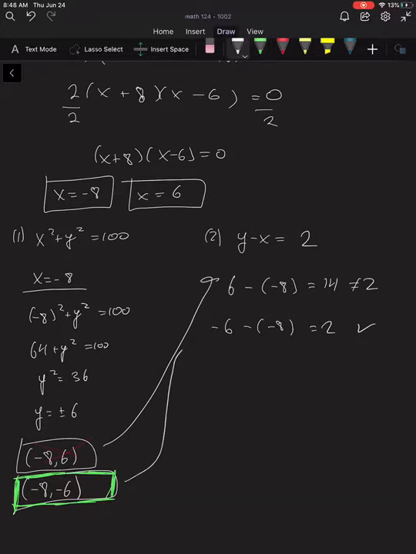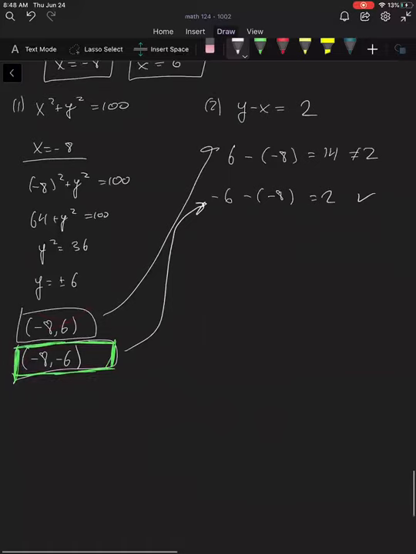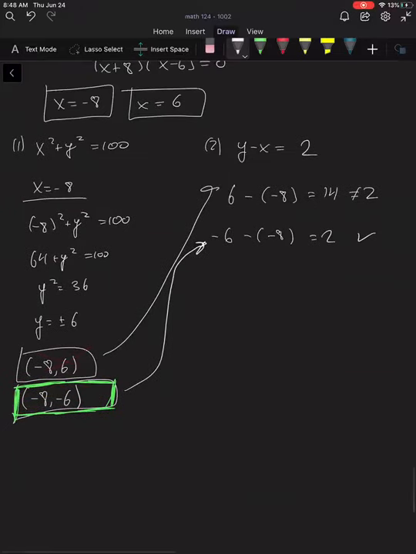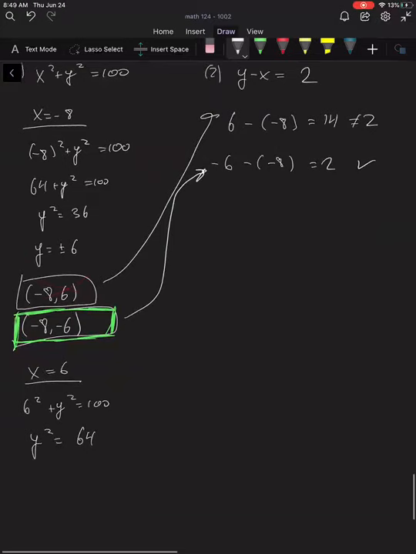So again, this was the work that we did right here. Okay, so now let's do the same thing over here. We just did it for x equals minus 8. Now let's do it for x equals 6. So if we plug in 6, we're going to get 6 squared plus y squared is equal to 100. So y squared is equal to 64, so y is equal to plus or minus 8. So 2 points: we have 6 comma 8 and 6 comma minus 8.